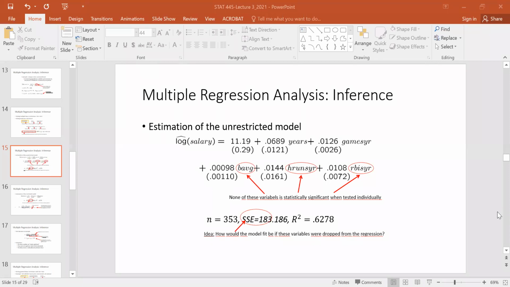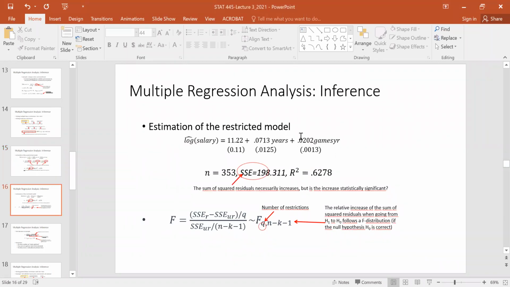But look at the restricted. Once we impose those conditions, you have what? 1, 2. Okay, only 2 regressors. The other 3 were hypothesized to be 0. So this is the restricted model. And this is the SSE associated with that, and the R squared. The sample size is the same.